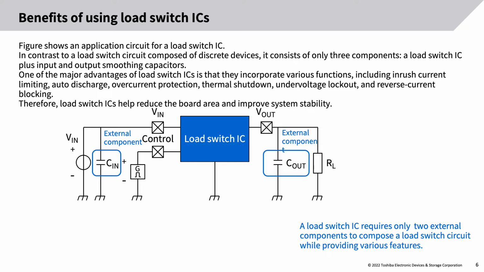Figure shows an application circuit for a load switch IC. In contrast to a load switch circuit composed of discrete devices, it consists of only 3 components: a load switch IC plus input and output smoothing capacitors. One of the major advantages of load switch ICs is that they incorporate various functions, including inrush current limiting, auto discharge, overcurrent protection, thermal shutdown, under voltage lockout, and reverse current blocking. Therefore, load switch ICs help reduce the board area and improve system stability.